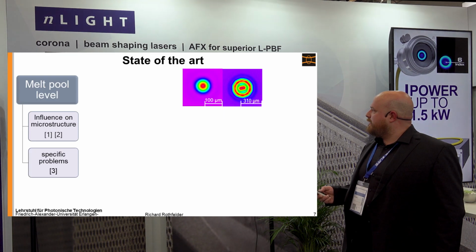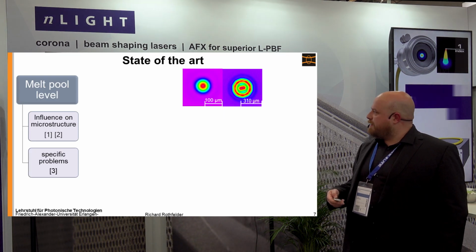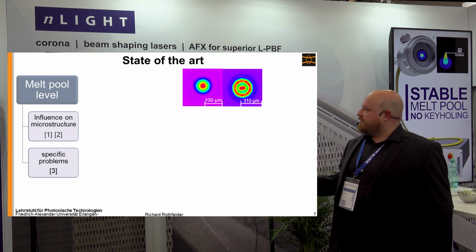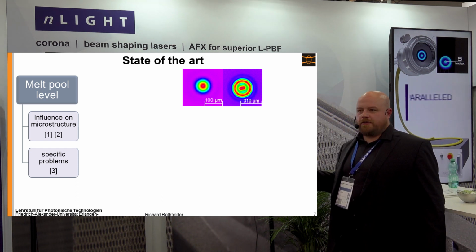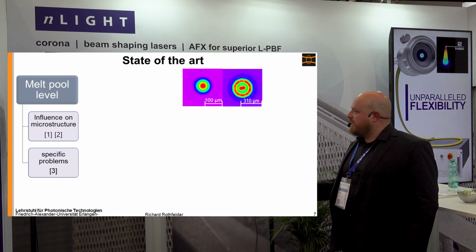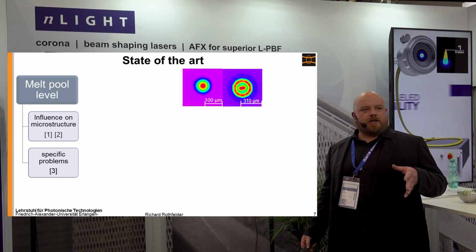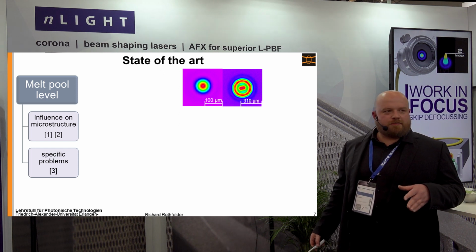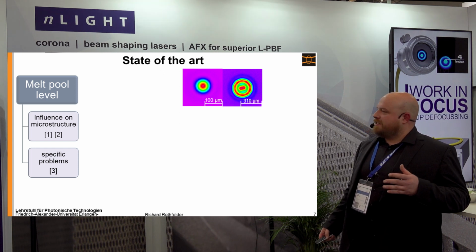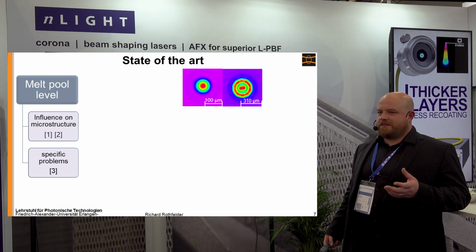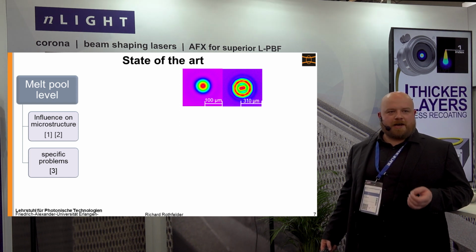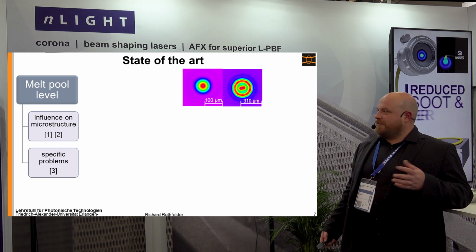Now we go for state-of-the-art in the area of beam shaping, where most of the literature works on the melt pool level, so the influence on microstructure, where we have a lot of work in the USA. It is very interesting but this is a basic research approach. Here it is often discussed what the solidification looks like, what the resulting material in my weld track is. But this is again on the melt pool level.